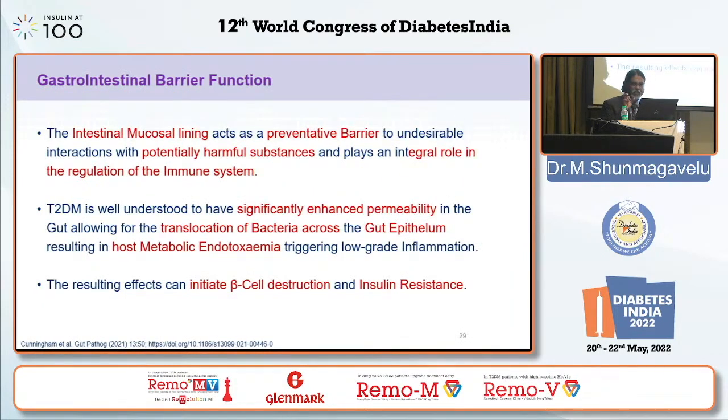Next is gastrointestinal barrier function. It plays a preventative barrier role against various harmful substances and plays an integral role in the regulation of the immune system. And a very important thing: in patients with type 2 diabetes, there is significantly enhanced permeability. This alteration in permeability leads to translocation of the bacterial flora from the gut epithelium, resulting in metabolic endotoxemia, and it ultimately leads to low-grade inflammation.